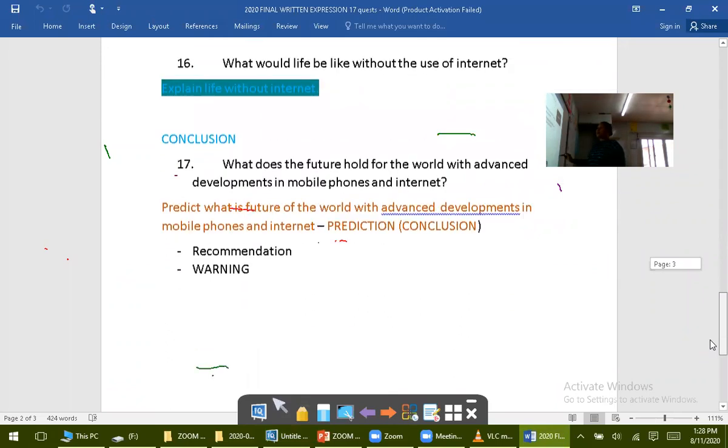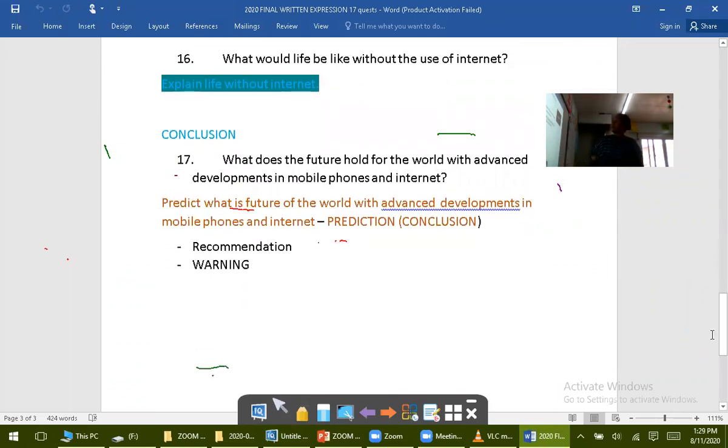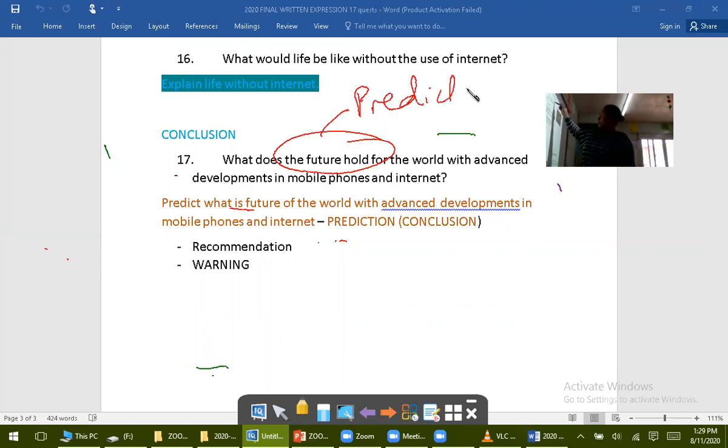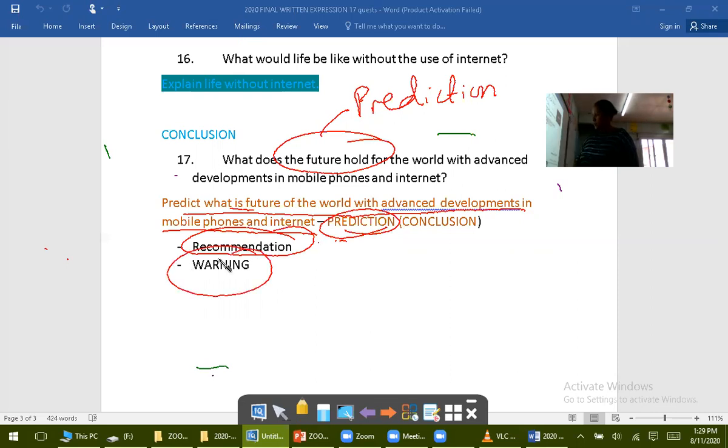Number 16, what would life be like without the use of internet? Explain life without internet. And the question I have placed as conclusion: what does the future hold for the world? So if we're talking about the future, we are talking of, what's the word? Predictions. What will happen if we don't do what you, the writer, are expressing or talking about? You understand? So predict what is the future of the world with advanced developments in mobile phones and internet. So there will be prediction, there will be recommendations, there will also be warning.